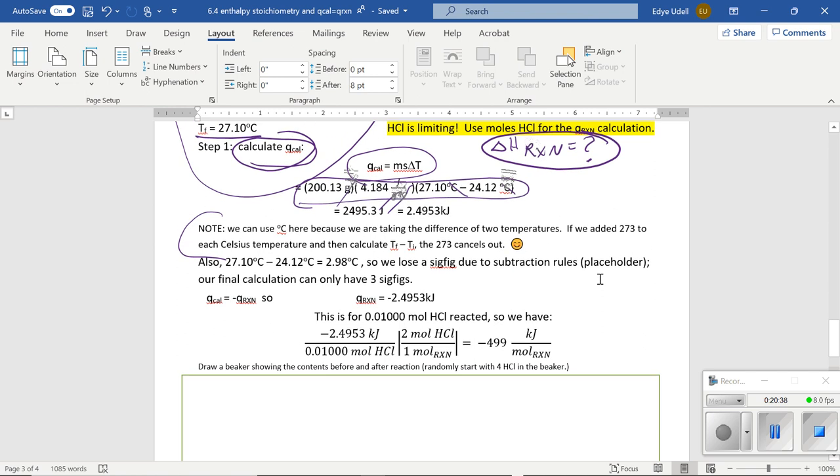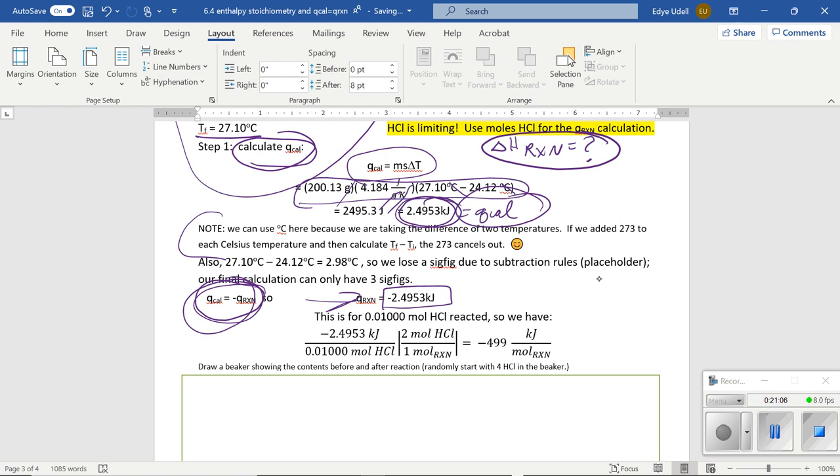Now, right here, I have my qcal. I also know qcal is negative Q reaction. So I have my qcal. Qcal is negative Q reaction, so Q reaction is the negative of this number right here. So Q reaction is negative this number.